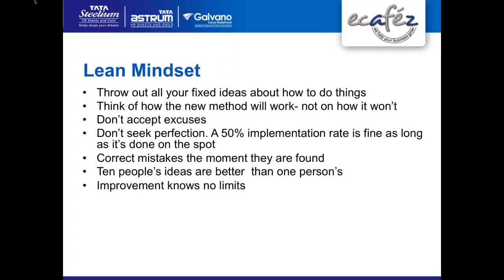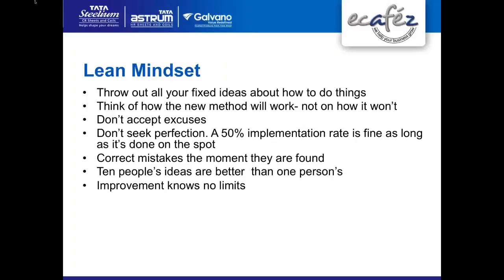Ten people's ideas are better than one person's. It means that one person's command and control is not required. Here, the teamwork of ten persons is one of the very important aspects of lean. The whole team has to work, brainstorm, and collectively find a better solution. So improvement has no limits. Sky is the limit. There is no ultimate excellence, so it has to continuously grow. This kind of mindset has to be brought into the people.